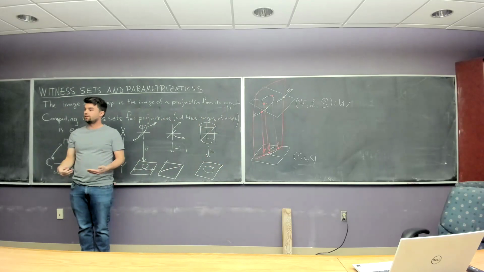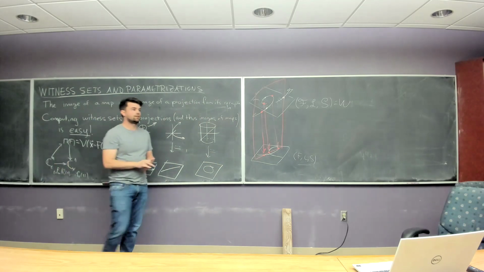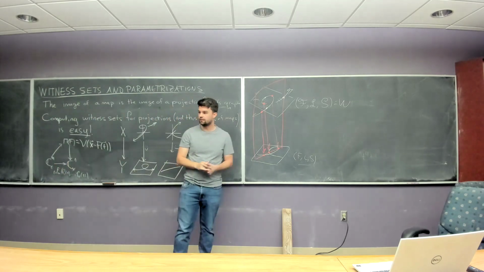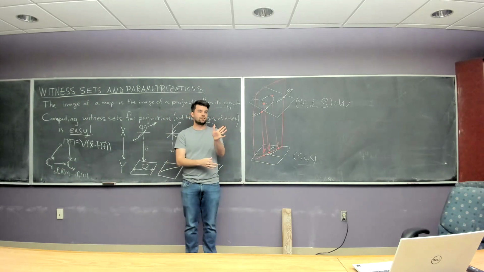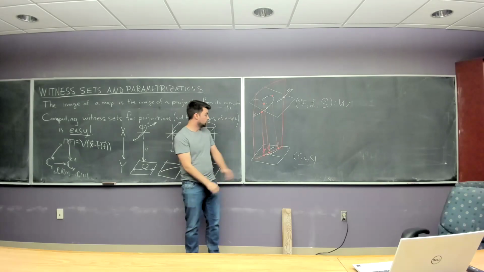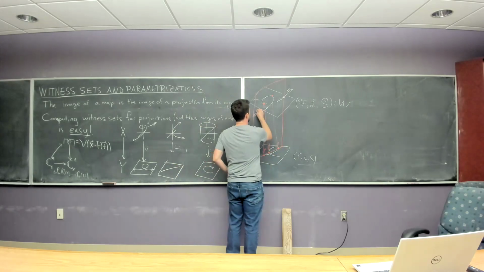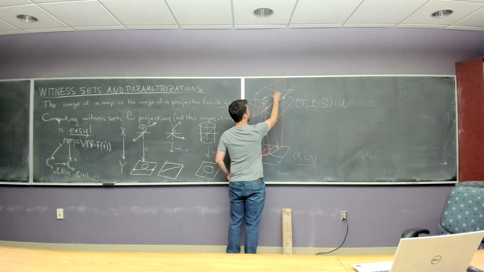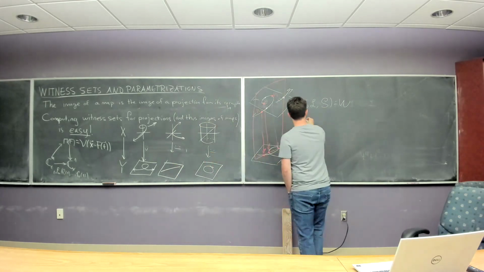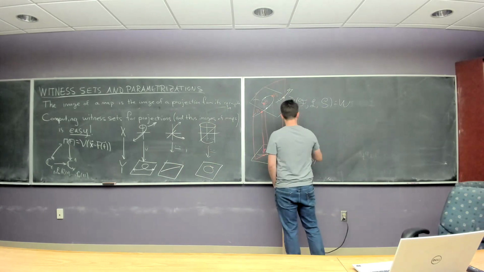So if you want to get a representation of a linear section of the image of a map, center your focus on getting a witness set for its graph, and then tilting the witness set to be vertical with respect to the projection that you're doing. You won't be computing points down here. You'll be computing points up here.